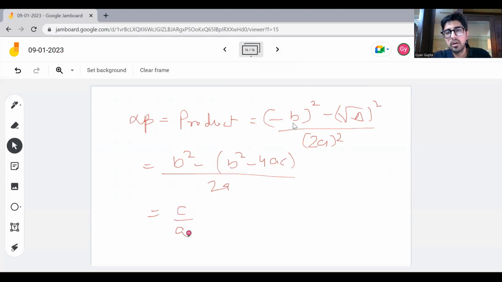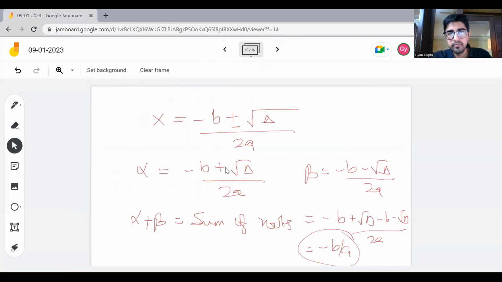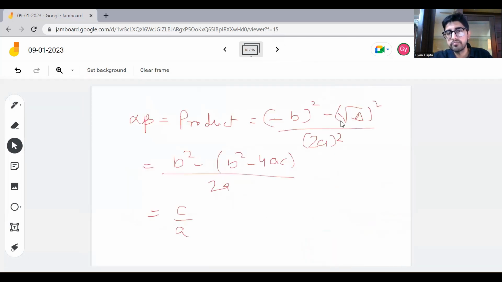Now you will ask me how I simplified this so quickly. It's quite simple. Alpha is minus b plus root delta by 2a. Beta is minus b minus root delta by 2a. I've simply used the algebraic identity a plus b into a minus b is equal to a square minus b square, or minus b plus root delta minus b minus root delta is minus b the whole square minus root of delta the whole square.